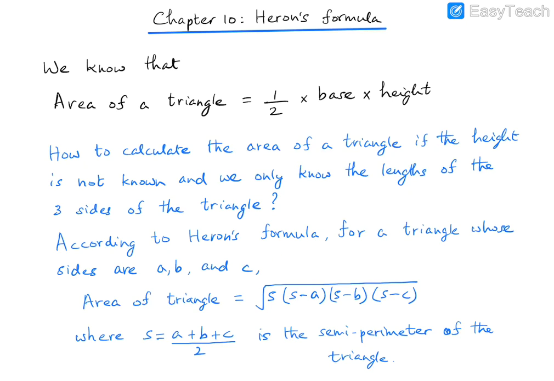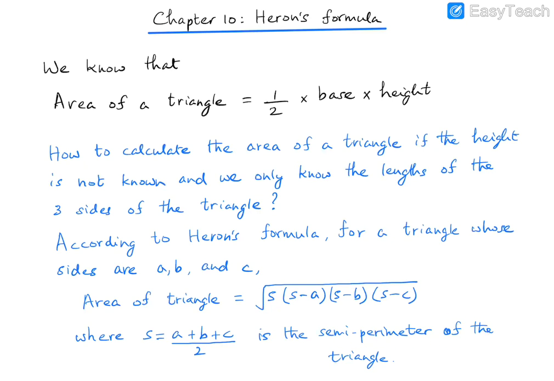So if we know the lengths of the three sides of the triangle, let's say the three sides have lengths a, b, and c, then Heron's formula allows us to calculate the area of the triangle according to this expression, where the area of the triangle is the square root of s into s minus a into s minus b into s minus c, where a, b, and c are the three sides of the triangle, and s is called the semi-perimeter of the triangle.